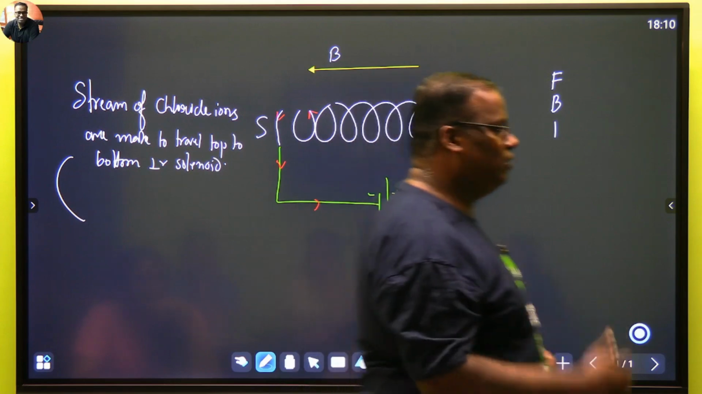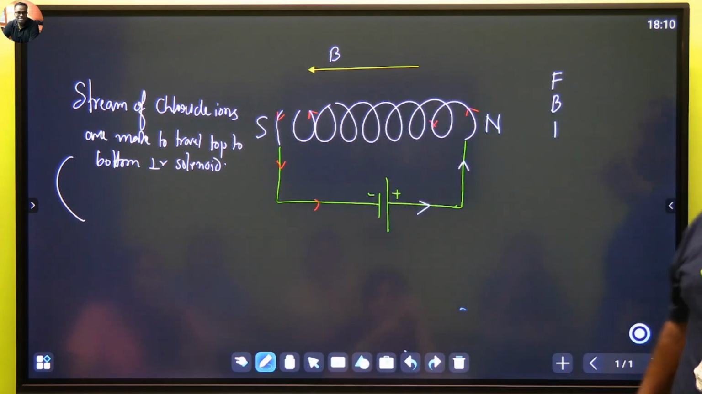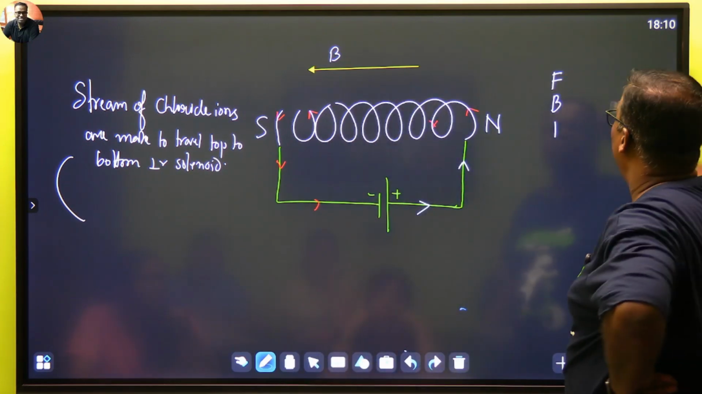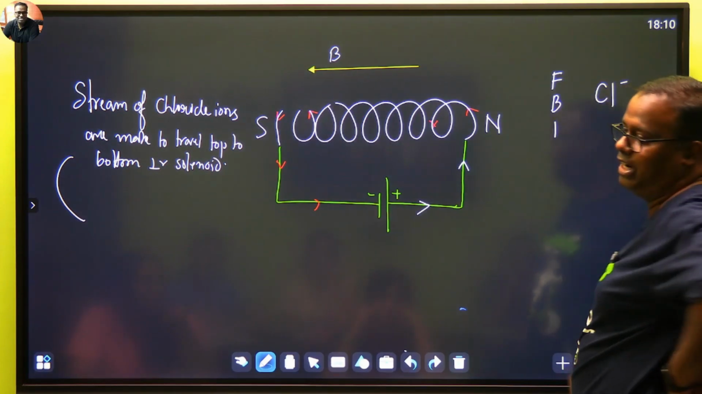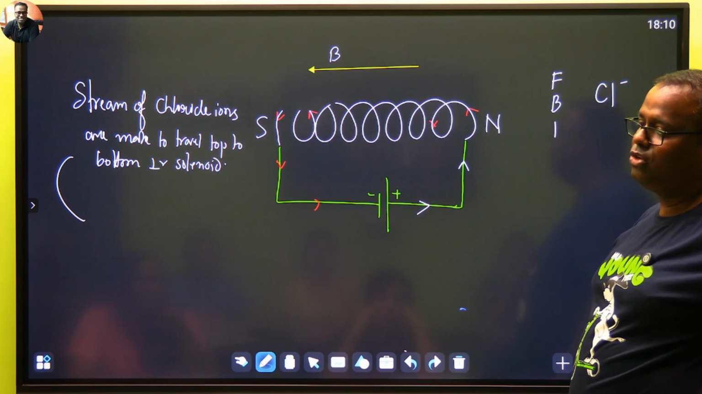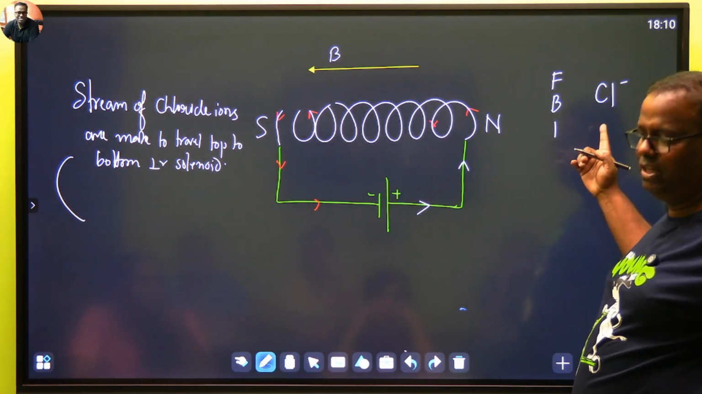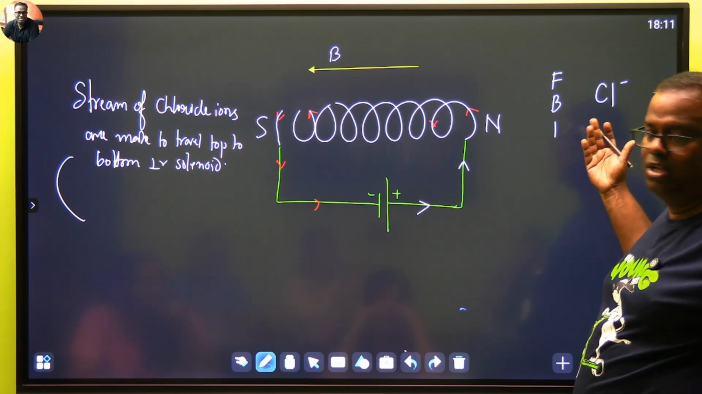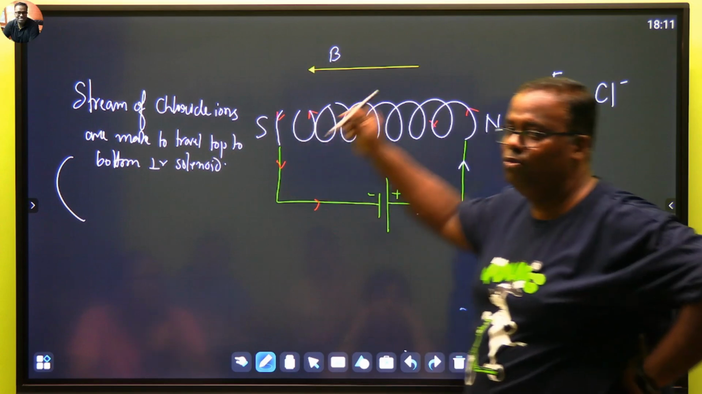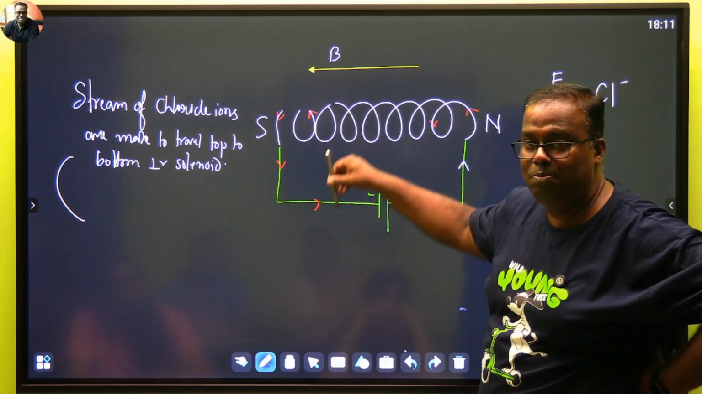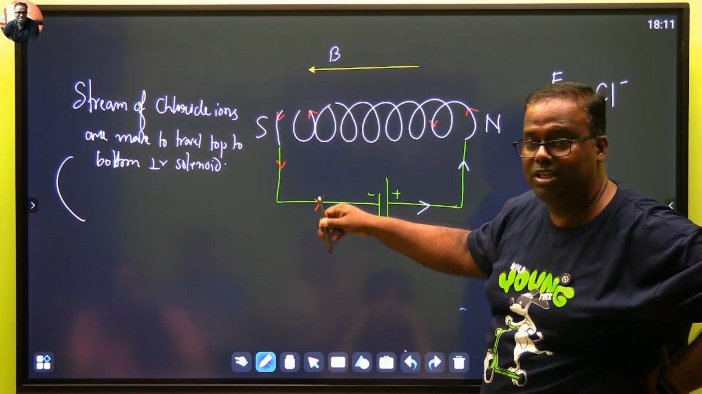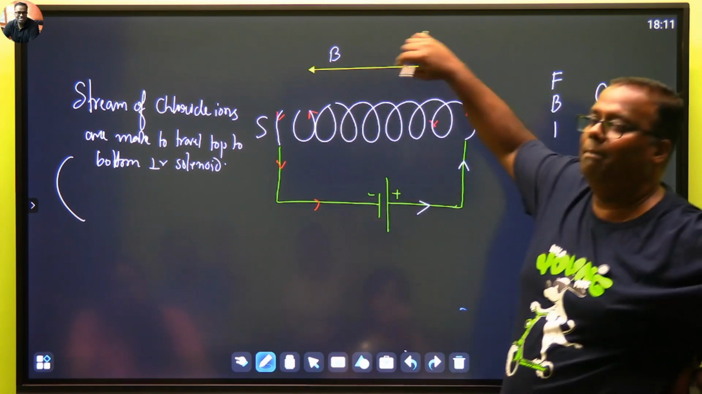What is the other part of the question? Chloride ions. How are chloride ions? Chloride ions are Cl negative. Direction of current is always the direction a positive charge would move. These are negative charge, similar to electrons. So the chloride ions are moving from where? Top to bottom, perpendicular. That means current is going bottom to top.